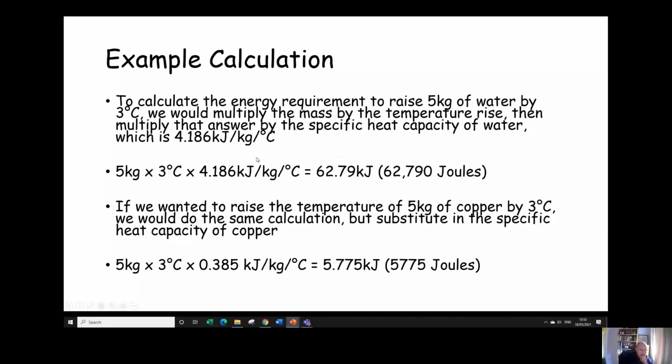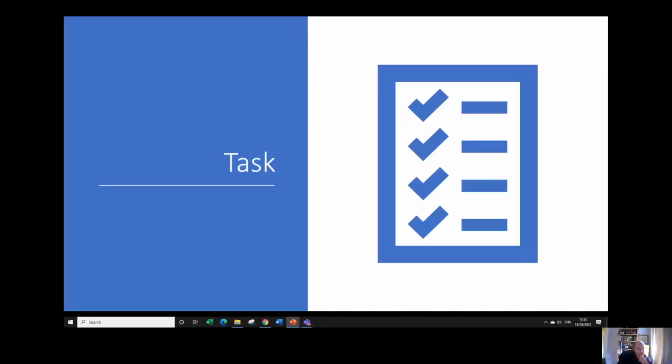So you can see it takes a huge amount more energy to heat water than it does copper, which actually makes it quite a good heat transfer medium, because once it's heated, it actually stays hot for a moderately long period, and it makes it really useful in our heating systems to transfer heat from the boiler out to the radiators. It takes a lot of energy to heat it, but then once it's heated, it stays hot and can be transported around the circuits fairly easily.